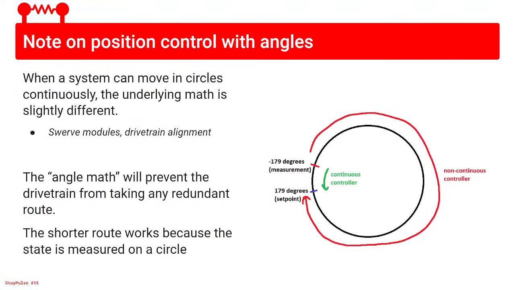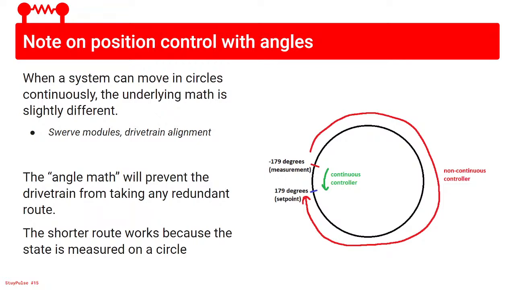There's one caveat about that, though. When you have a system that can move continuously in circles, like a swerve module or a drivetrain spinning around itself, for alignment or something, a turret wouldn't actually apply here because if it spins in circles continuously, it'll rip itself out. So you need to hard code something.